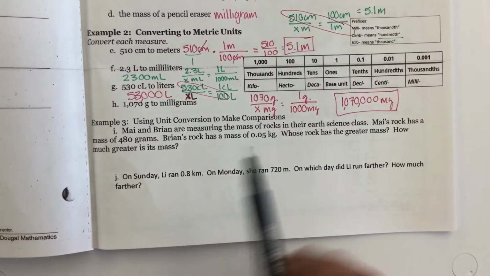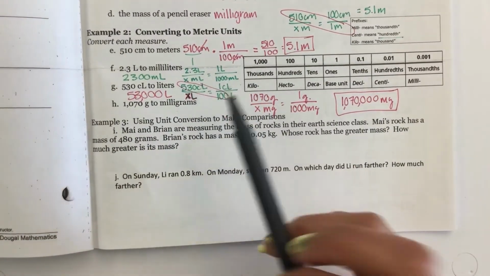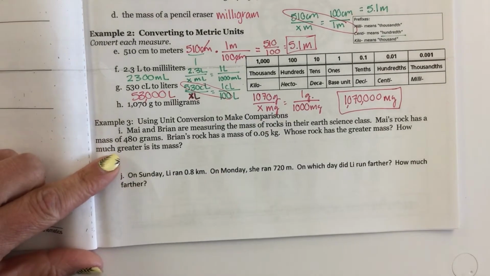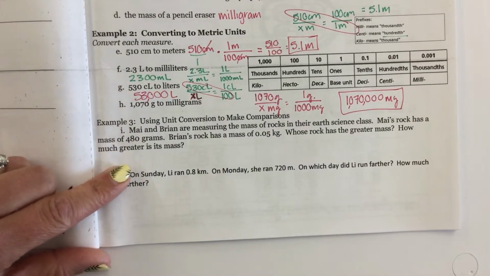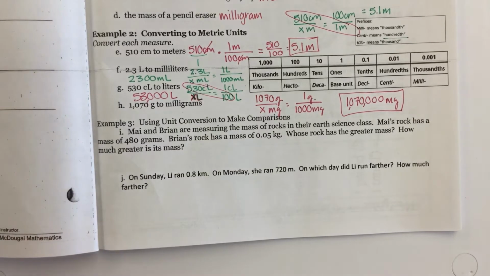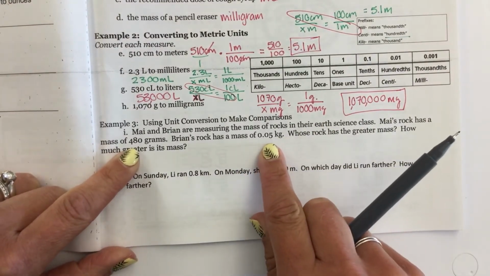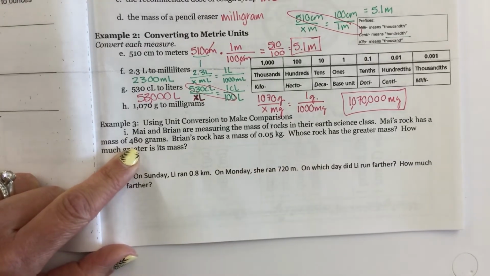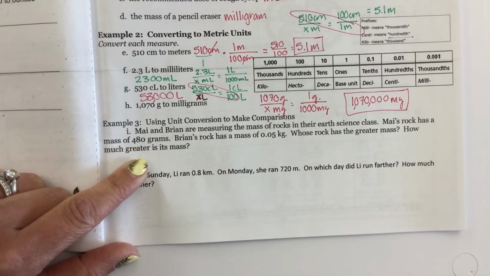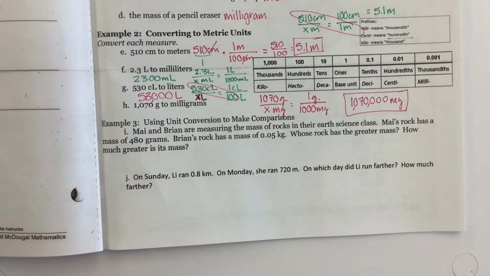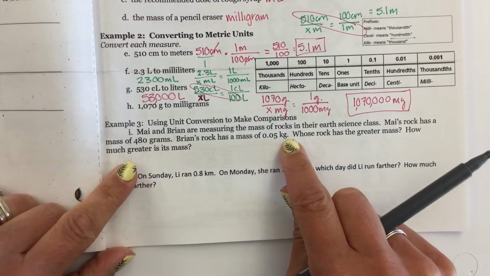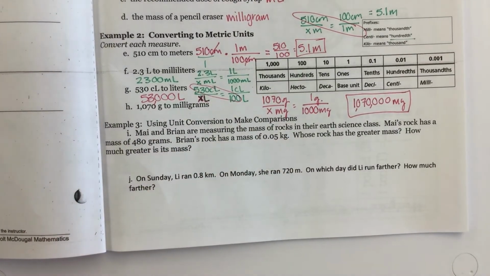So now these I try to use more using that proportion. This one we're going to use unit conversions to make comparisons. So it says, Mai and Brian are measuring the mass of rocks with their earth science class. Mai's rock has a mass of 480 grams and Brian's rock has a mass of 0.5 kilogram. Whose rock has a greater mass and how much greater? So in order to compare, they have to be in the same unit. So we can either go from grams to kilograms or kilograms to grams. What do you guys want to do?